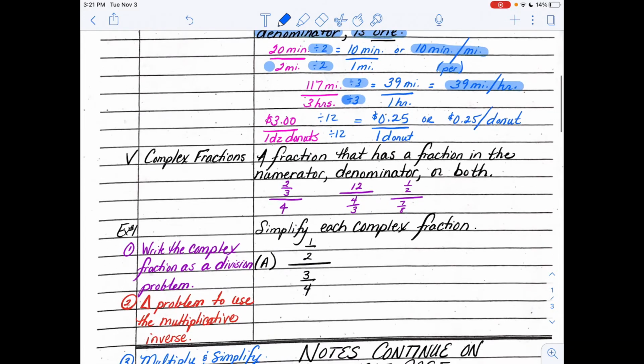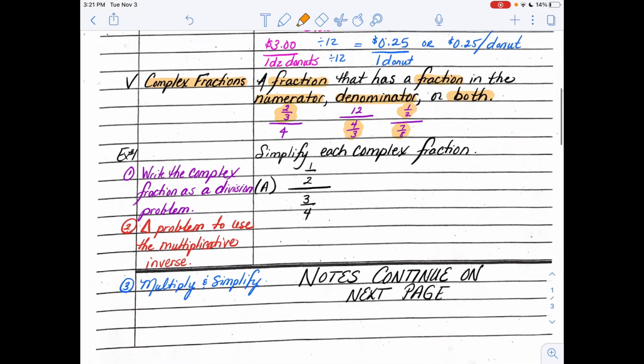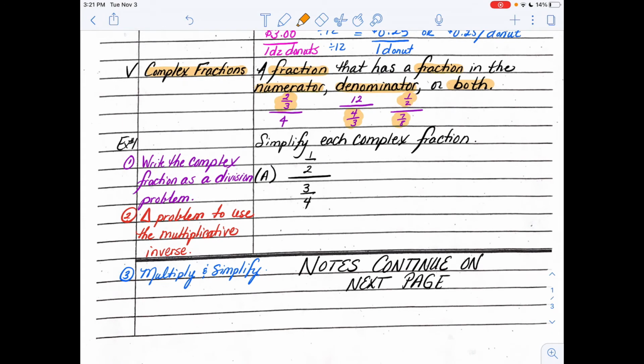Now, our last vocabulary word is a complex fraction. And a complex fraction is a fraction that has a fraction in the numerator, the denominator, or both the numerator and denominator. So if I had a fraction in the numerator, or a fraction in the denominator, or a fraction in the numerator and denominator, those are what we call complex fractions. And that's really what I'm going to have you work on first in this lesson. And that is simplifying the complex fraction.